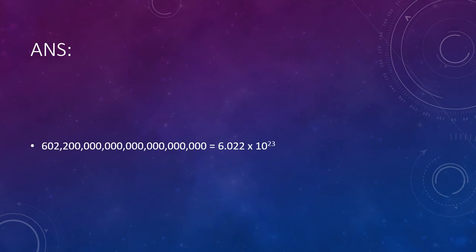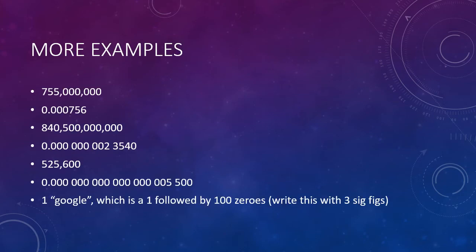So our final answer for this is that this number is equal to 6.022, our mantissa, times 10 raised to the 23rd power. Notice that because it's positive, I don't have to write a positive sign to say that. It is implied by the lack of negative sign. So let's look at a few more examples. Pause this video and take some time to try to work out what these might be.